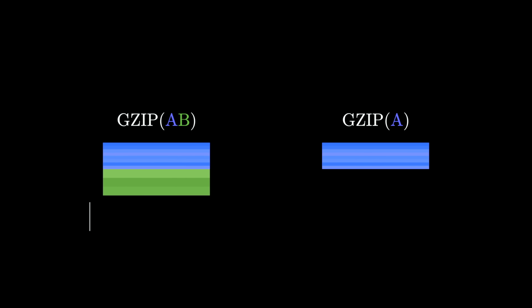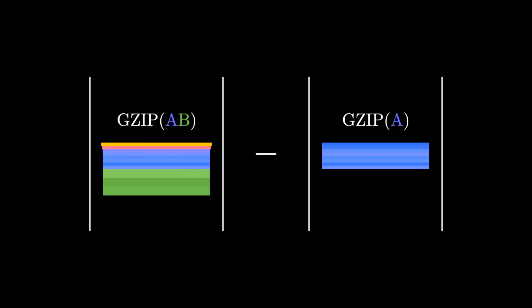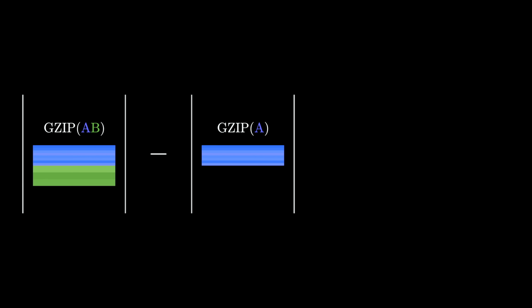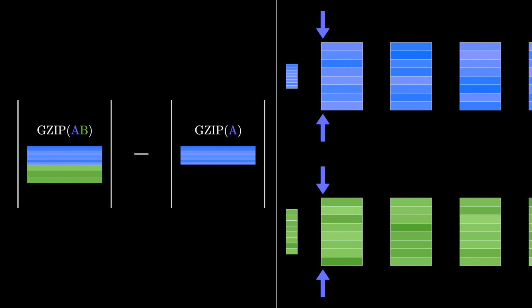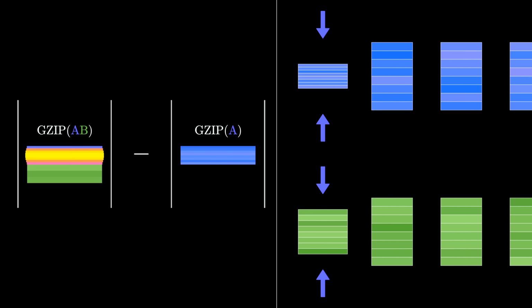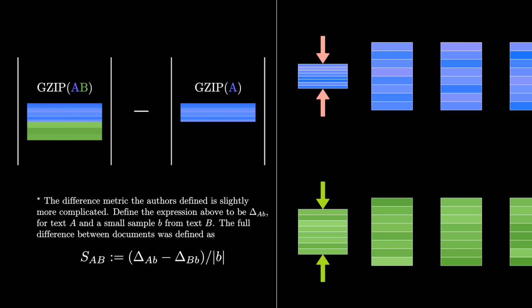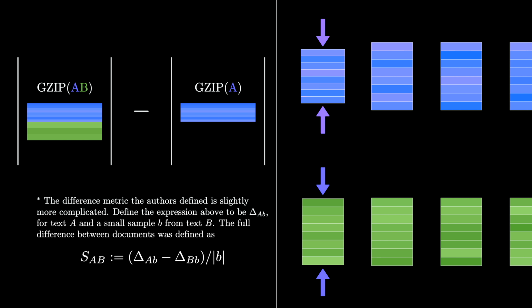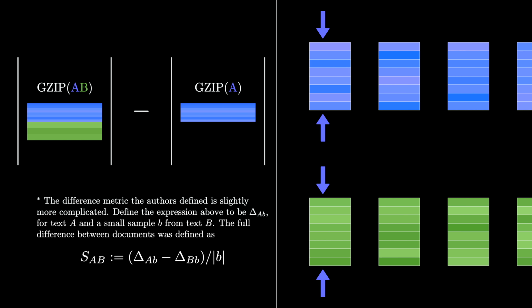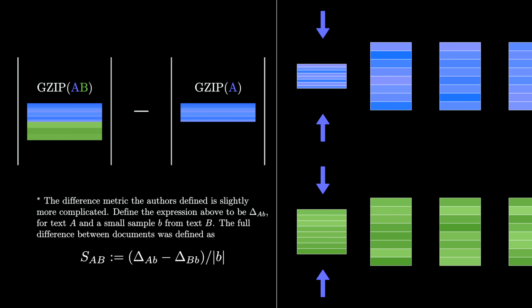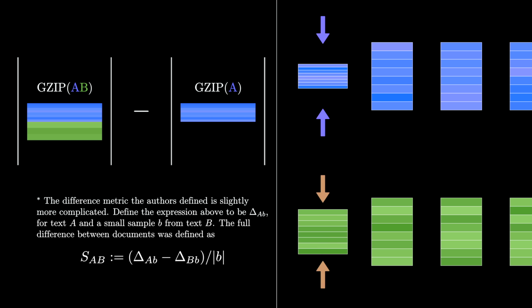Again, because the zipping in that first context is mostly optimized for the patterns of document A, computing this difference is basically asking the same question cross-entropy does. How well does a compression scheme optimized for one context perform when faced with another context? I am glossing over a couple details where the specific distance metric that the authors defined was a little more complicated than this, but the core of it really is this difference that I've been showing.